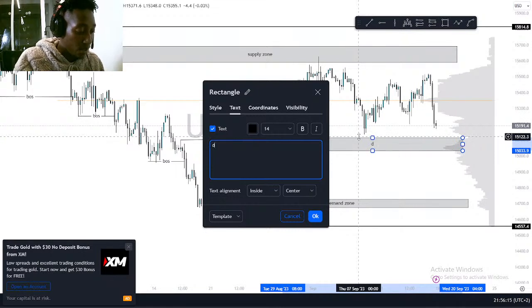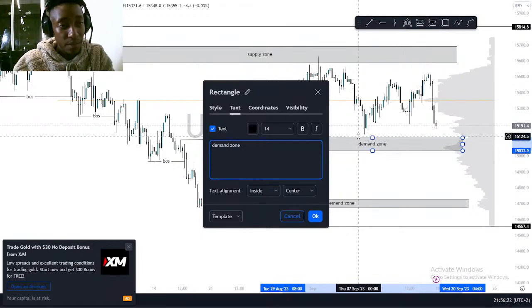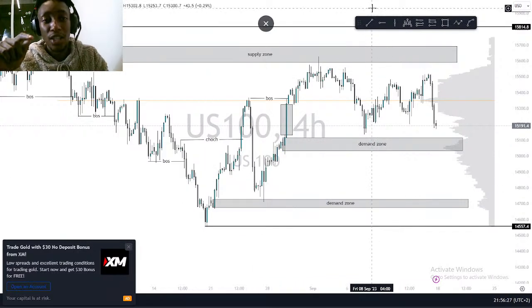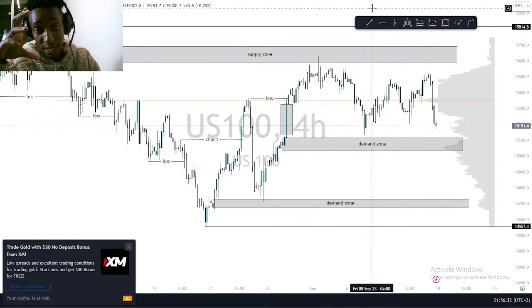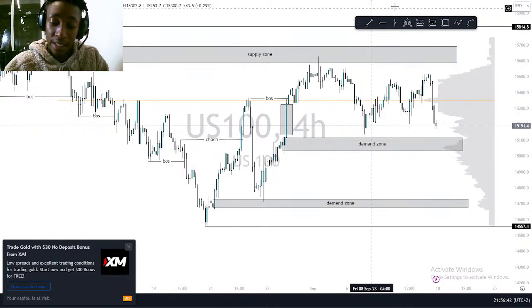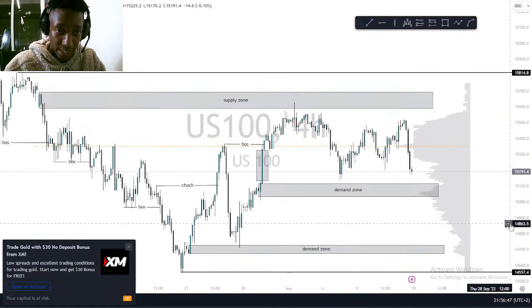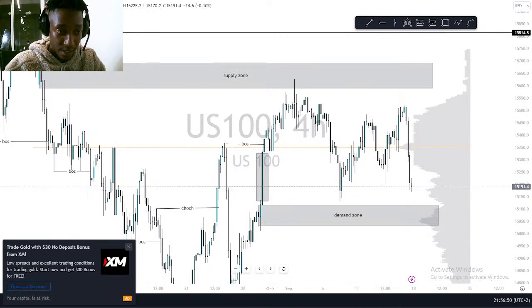So we have a demand zone here. Let me just mark it so that no one gets confused. We have a demand zone there, an untested demand zone. We are expecting the market to test that demand zone so that if there is a push to the upside, it must first test that demand zone and then it goes up, or it breaks the demand zone. If the market has a lot of volume to the downside, it can also break this demand zone here.